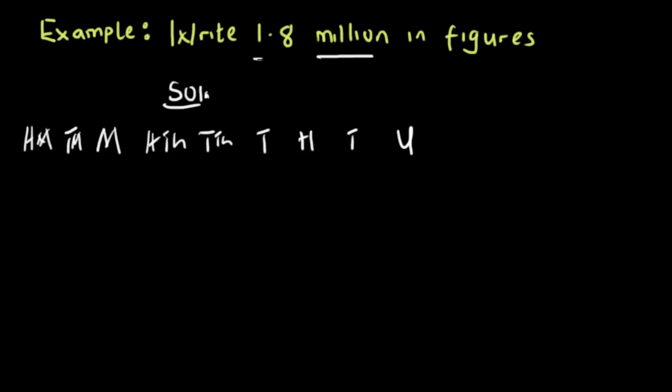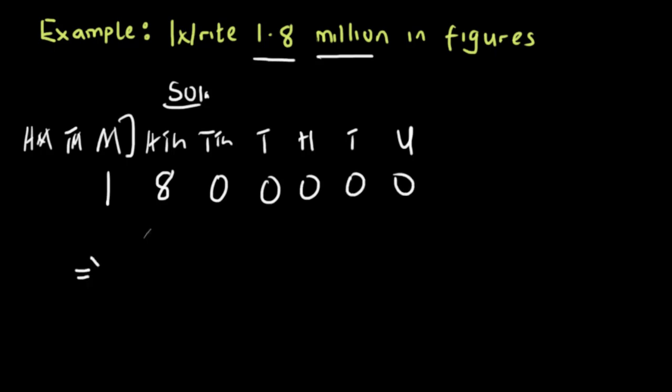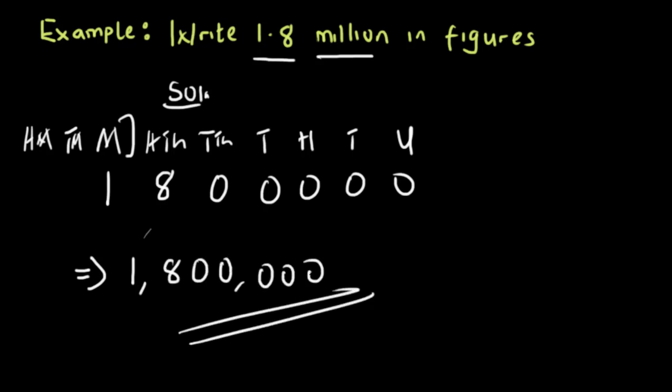Now in this case we have 1.8 million. Now look at what I'm going to do. Remember, this is the million part, so I put 1, then I'll put 8, and the remaining will be zeros. Does that make sense? So it implies that my answer is 1,800,000. Now all I did was to group in threes. So this is my answer, 1,800,000. Can we take another example?